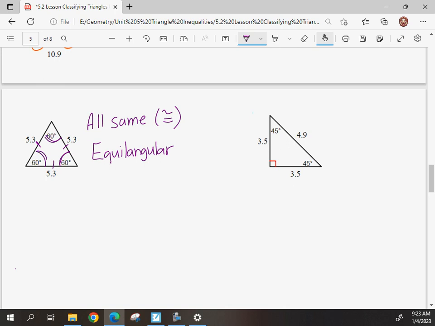That means if all the sides are the same length, all the angles are going to be the same size as well. And there's only one way to do this in a triangle. There's only one type of equiangular triangle, and that's a triangle that has all three 60-degree angles. That's the only way it's going to work out. And so every equilateral triangle has three 60-degree angles.